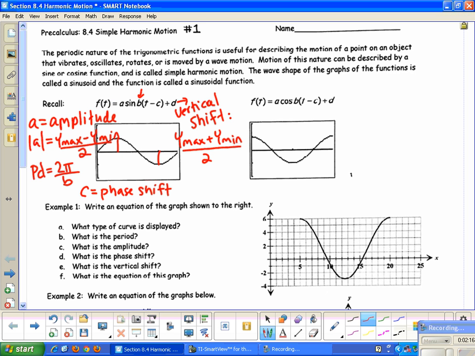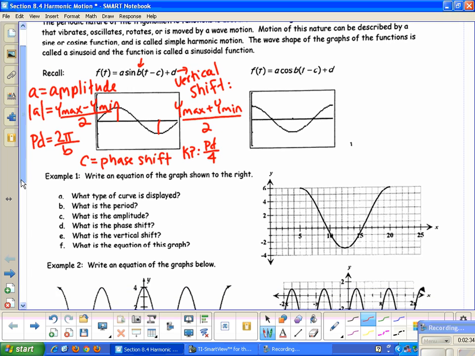And one last thing that we talked about is to find the key points of your graph. Remember, the key points on your graph are the maximums, minimums, and the intercepts. In this case, to find them, you can take the period and divide it into 4 equal parts or multiply it by 1/4. So let's just practice writing some equations since we haven't done it in a little bit.